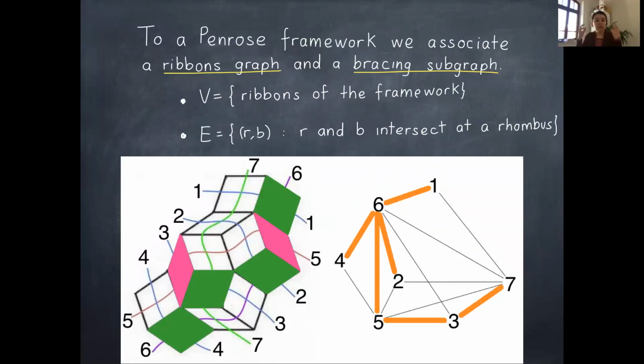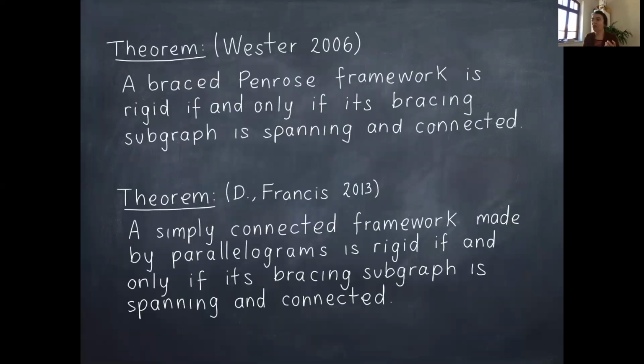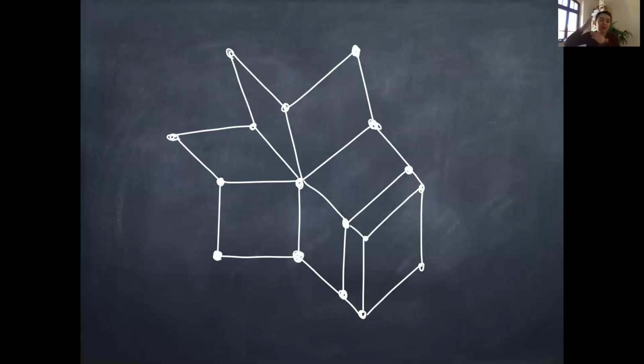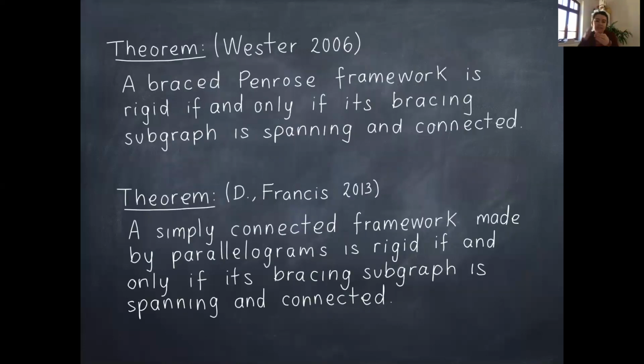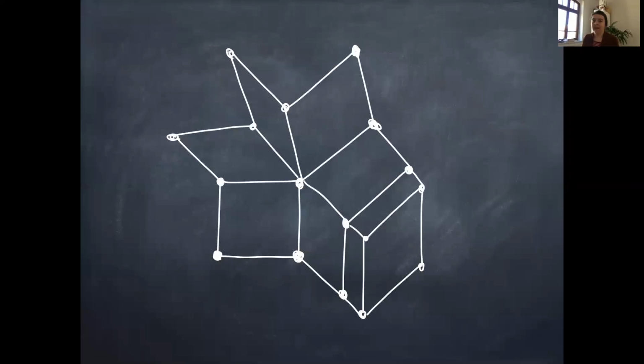And this notion of ribbon is well defined so long as you are talking about parallelograms in the framework. Okay, so that's how we get a slightly more general statement than for Penrose frameworks. Okay, so this is what we could understand from what happens in 2D, with Penrose frameworks, and also with, let's say, more general frameworks.